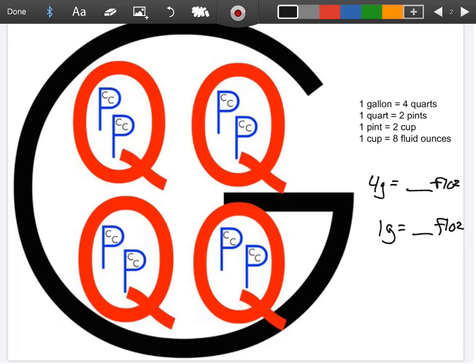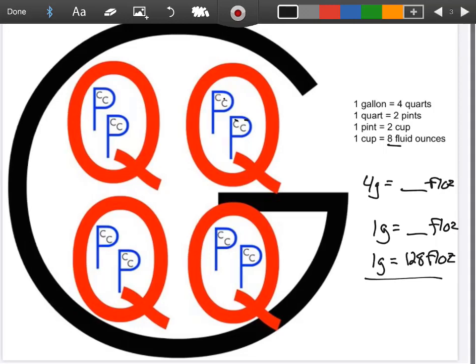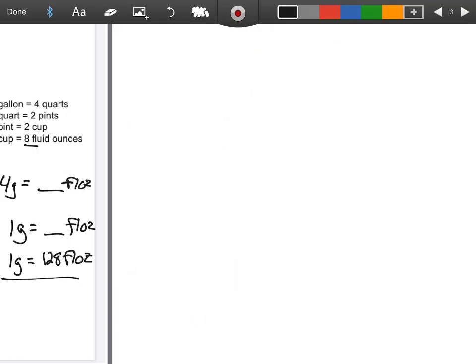We can figure this out by counting our cups. And if you look here, we have 1, 2, 3, 4, 5, 6, 7, 8, 9, 10, 11, 12, 13, 14, 15, 16 cups. And there are 8 fluid ounces in every cup. So if we multiply 8 times 16, we figure out that 1 gallon is equal to 128 fluid ounces. So there's our new conversion factor. Now, instead of converting gallons to quarts, quarts to pints, pints to cups, and cups to fluid ounces, which we could do, we're going to just go straight in one shot and convert gallons to fluid ounces.